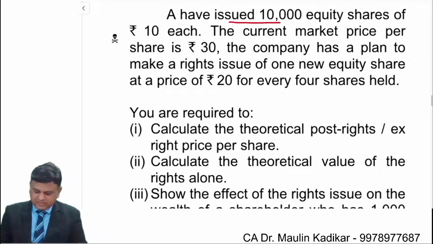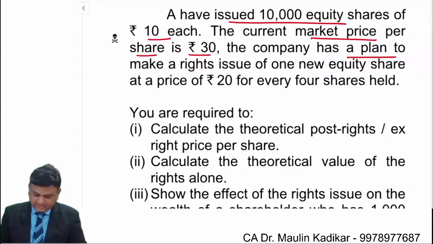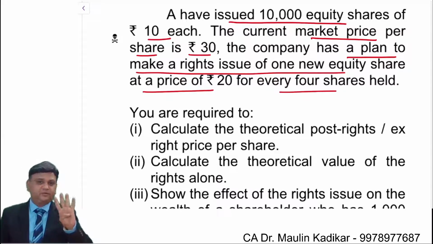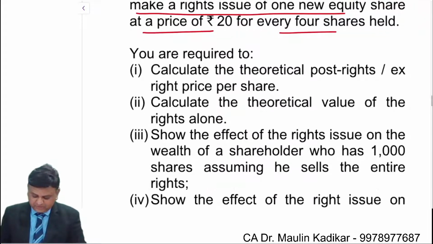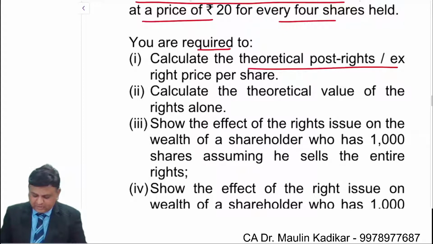A company has issued 10,000 equity shares of rupees 10 each. The current market price of the share is rupees 30. The company has a plan to make a right issue of one new equity share at the price of 20 for every 4 shares held. So one share for every 4 shares, it means that the ratio is 1 for every 4 shares. You are required to calculate the theoretical post-right or ex-right price per share. That is the first question.